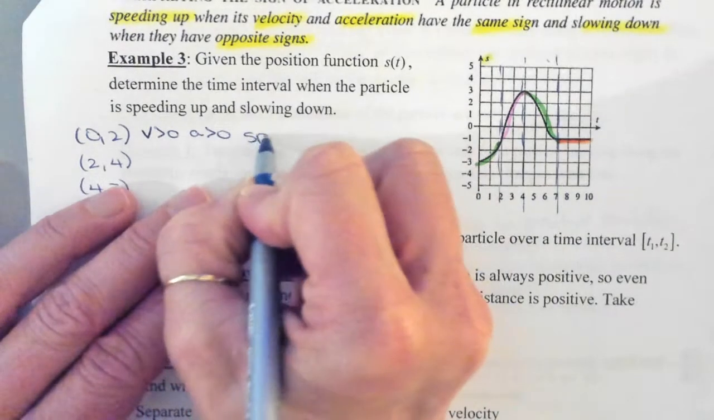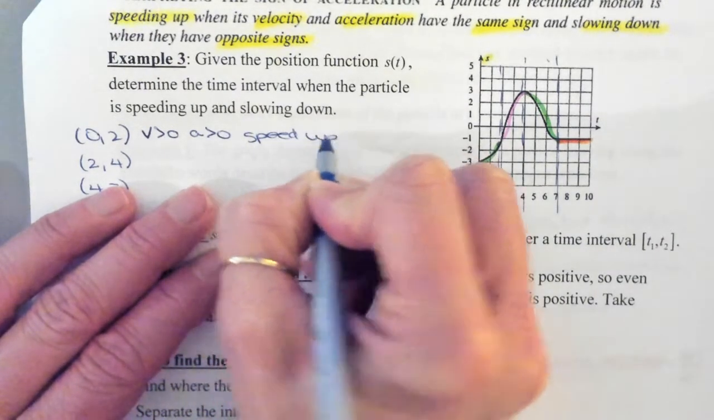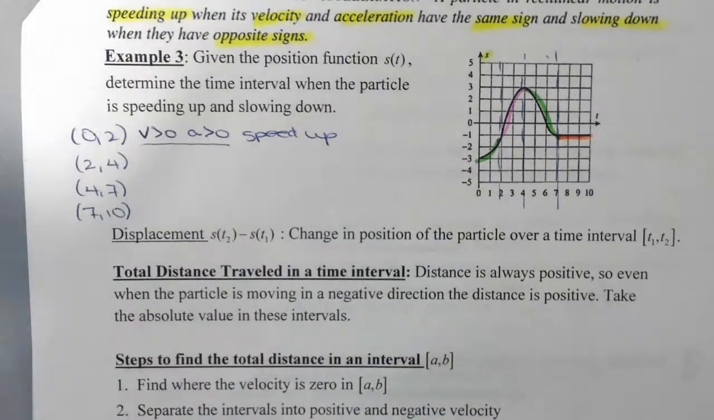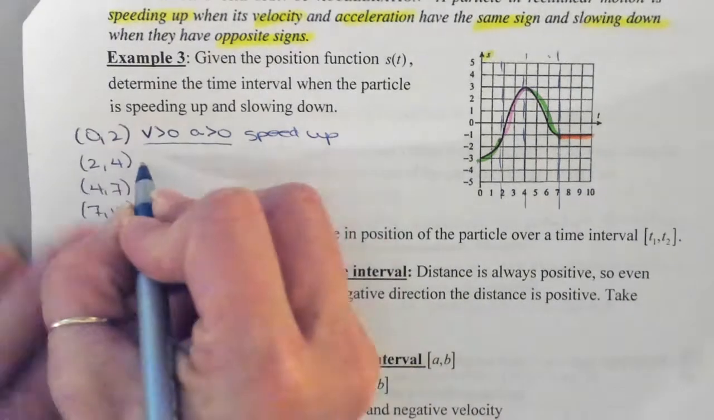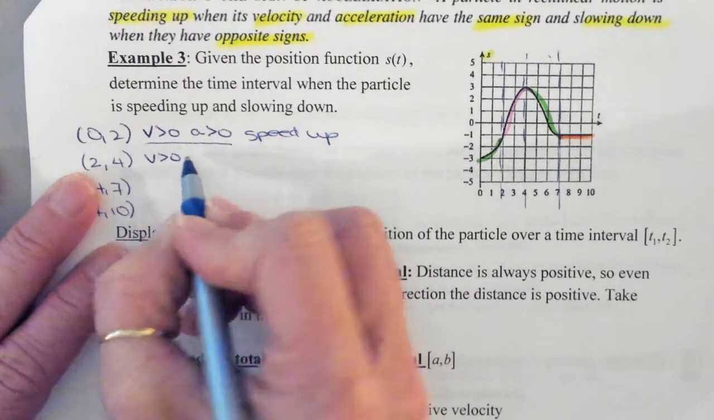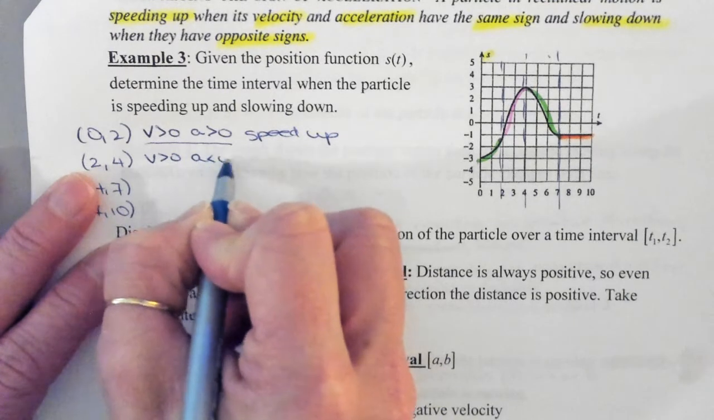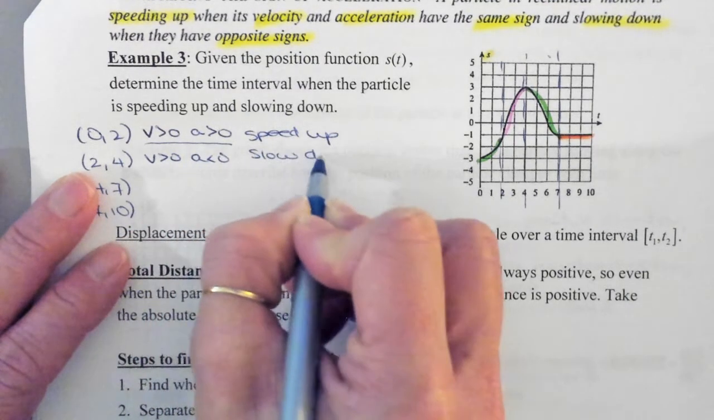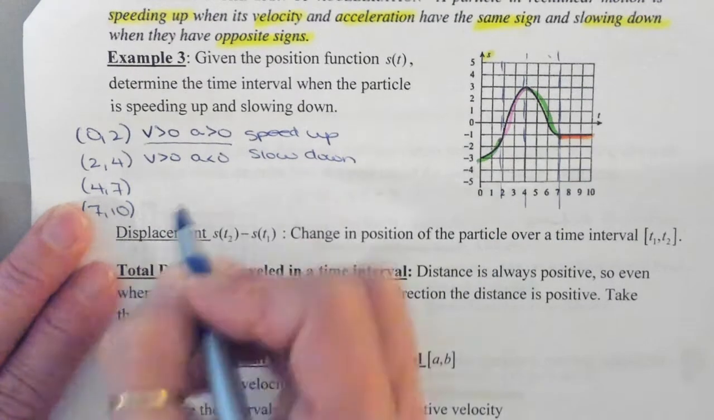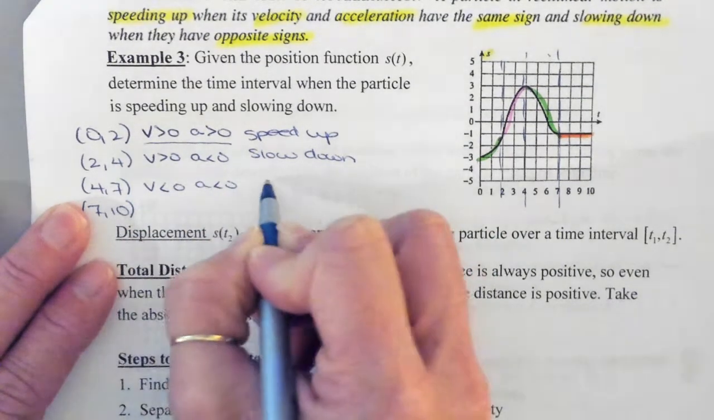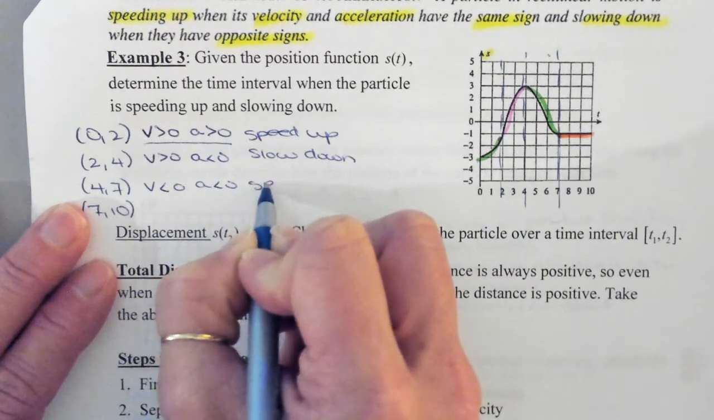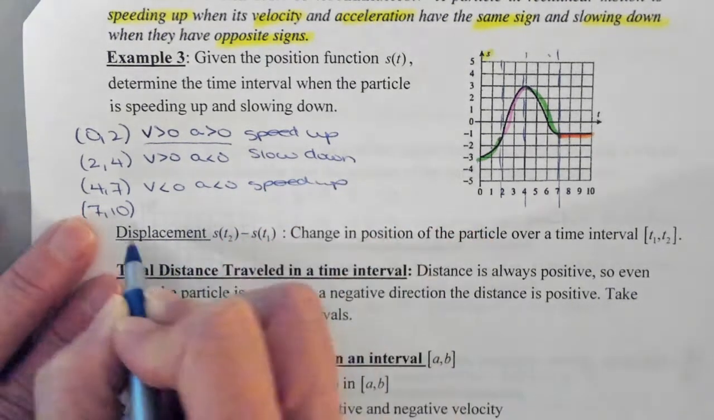So speeding up or slowing down? Speeding up. Okay, so remember when I said you had to justify? There's your justification. Remember what I said before? Less is more. Okay, from 2 to 4, talk to me. Velocity greater than 0. Acceleration less than 0. So then, slowing down. 4 to 7. Negative velocity. Yep. Negative acceleration. So I am speeding up. Okay. 7 to 10.